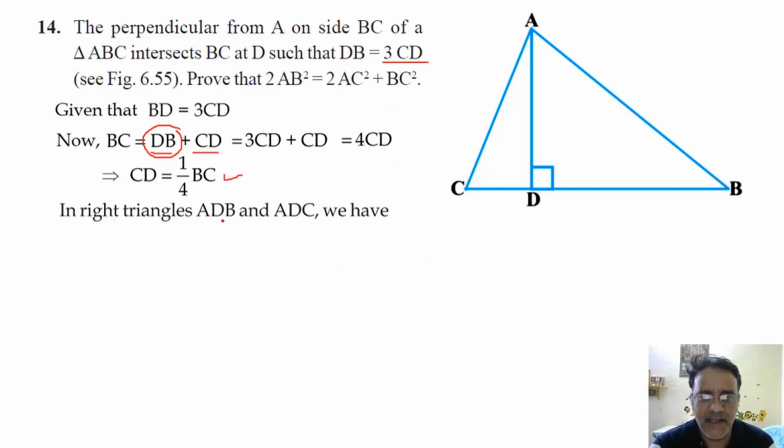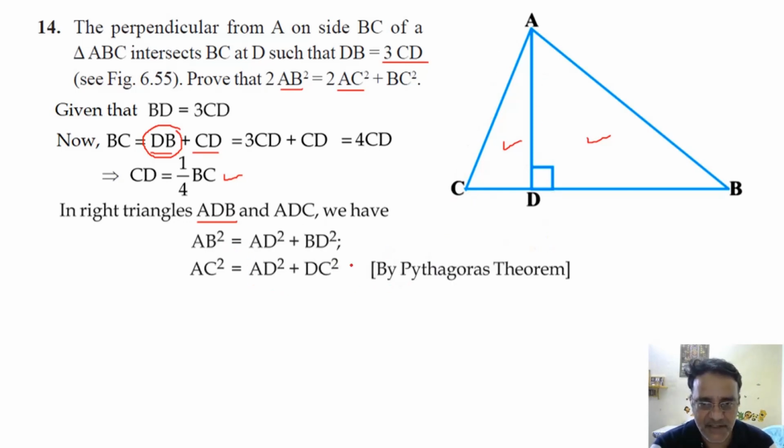Now in triangles ADB and ADC, see carefully, AC belongs to this right triangle and AB belongs to this right triangle. So we'll apply Pythagoras theorem one by one. First, if you apply it to triangle ADB, what you will get? AB square is equal to AD square plus BD square. Very good. And second triangle, AC square is equal to AD square plus CD square. Right. Okay. So we are getting these two.